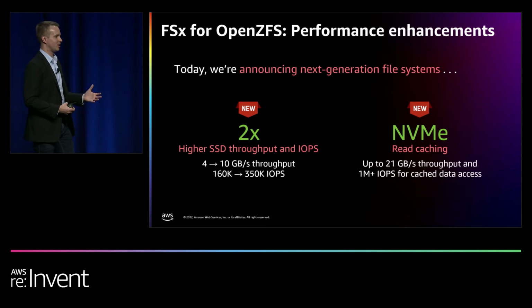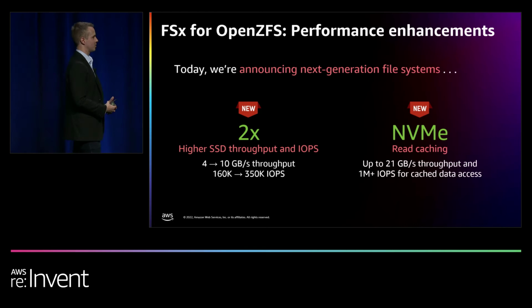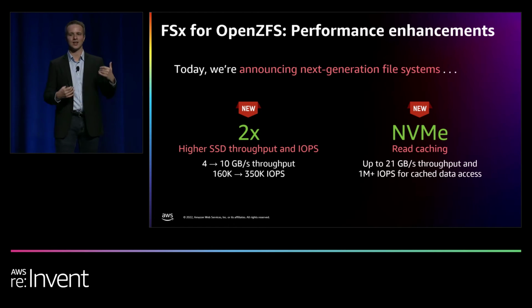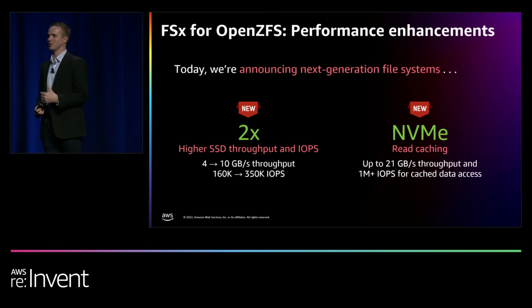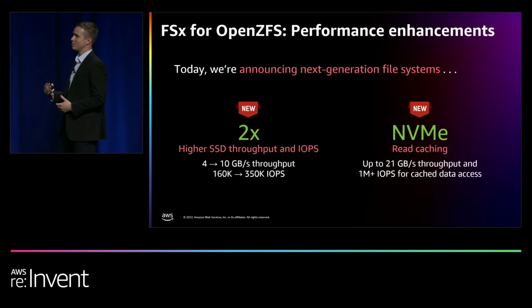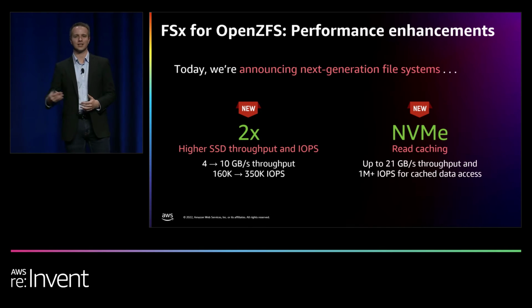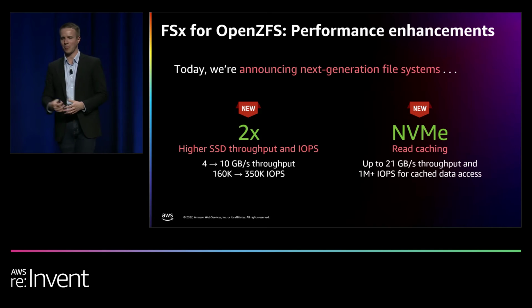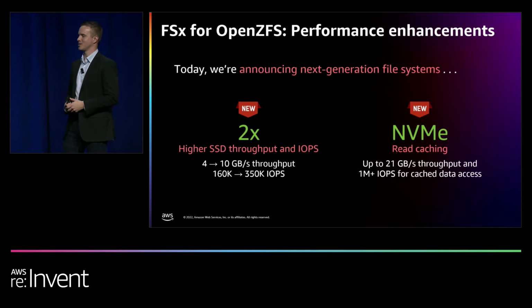With the NVMe read cache, again, same benefits as with ONTAP, it allows you to have lower latencies and higher throughput and IOPS for frequently read data. With the NVMe read cache, you can drive over 20 gigabytes per second of read throughput and over 1 million IOPS to data that's stored in this cache. A pretty significant performance improvement over what customers could do before.